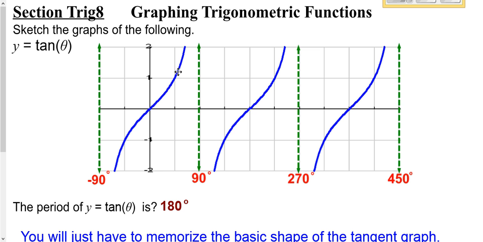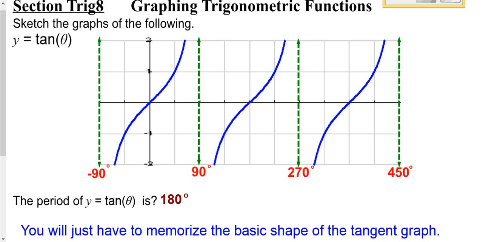And then this whole shape is repeated over here. Now your period is how far you have to go before it repeats. Well, you can see that it goes between this asymptote and this asymptote. So that's 90 degrees to the right, 90 degrees to the left, a total distance of 180 degrees. You will be expected to know the basic shape of your tangent graph and where your vertical asymptotes occur.